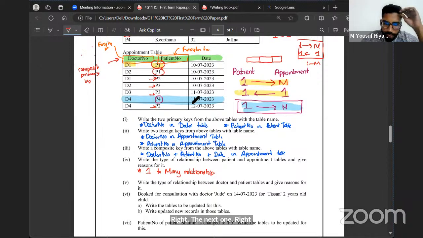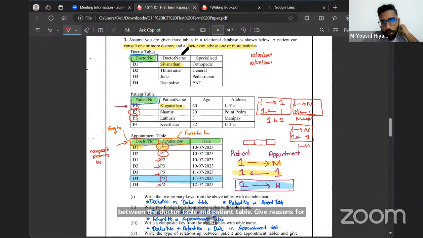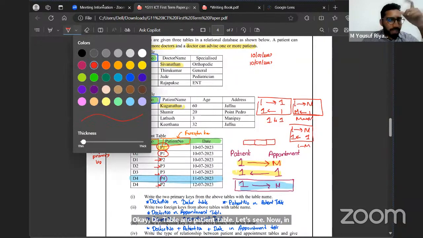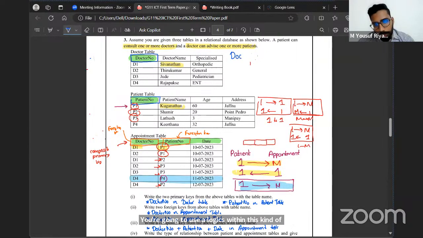Write the type of relationship between the doctor table and patient table. Give reasons for it. Okay, doctor table and patient table. Now, in this kind of scenario, you will have one small issue. You have to use a bit of logic in this kind of question. If you take doctor table and patient table, can you find any records relevant to the doctor in the patient table? No. Any records relevant to the patient, can you find in the doctor table?